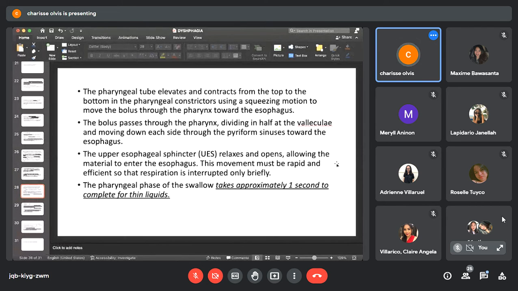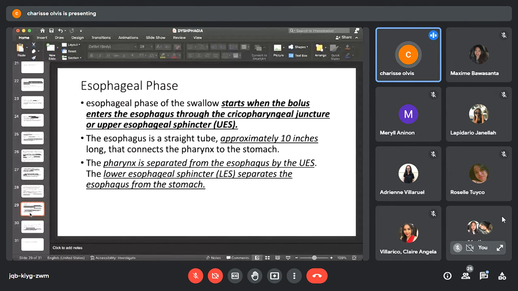Questions before we proceed to the last phase, the last stage. So the last stage is our esophageal phase. Remember, from pharynx towards the esophagus, the upper esophageal sphincter opens, and then the food enters. Okay, so that is the beginning of the esophageal phase.